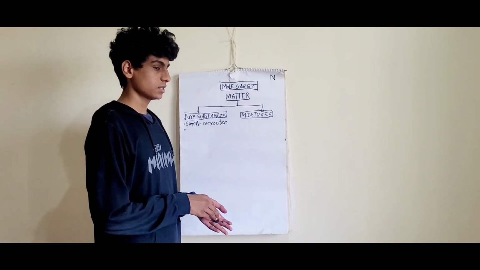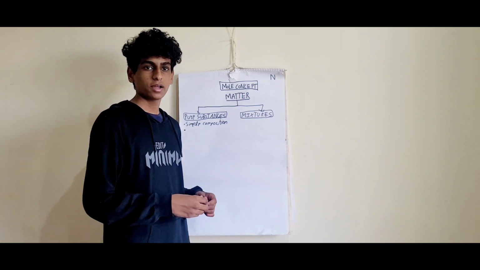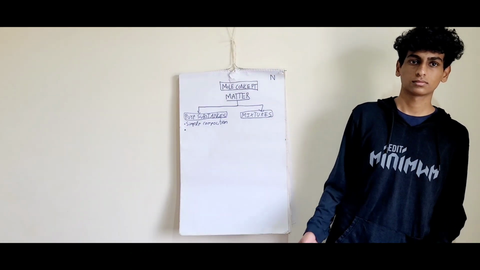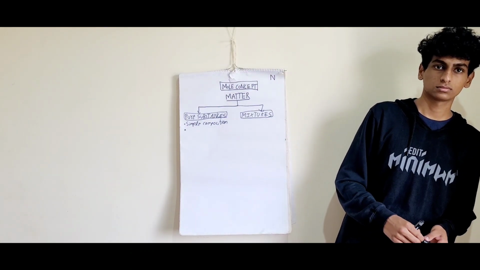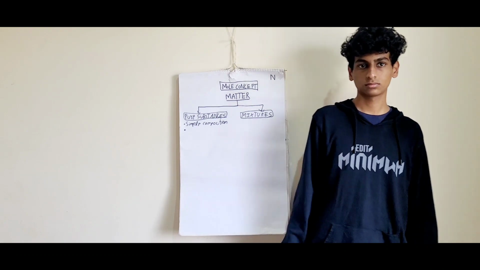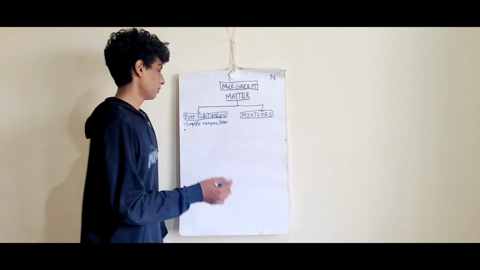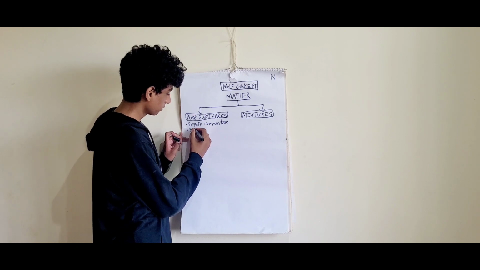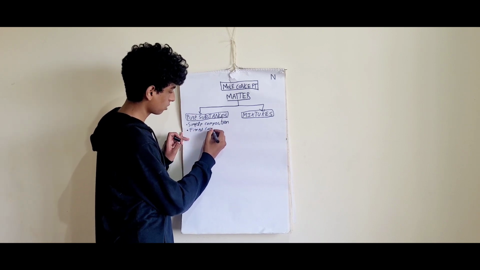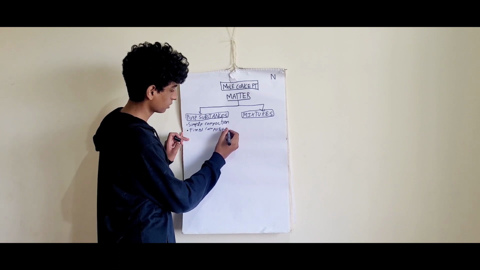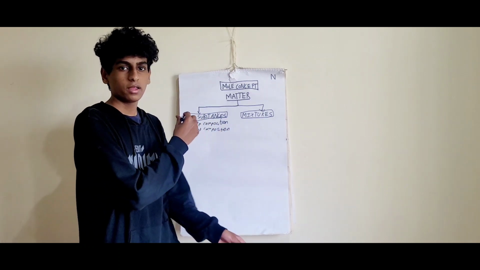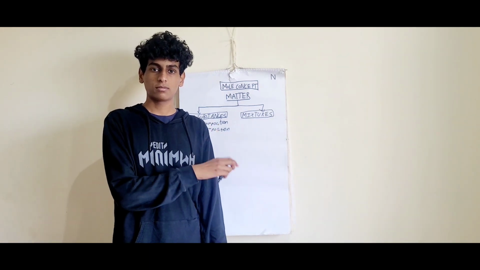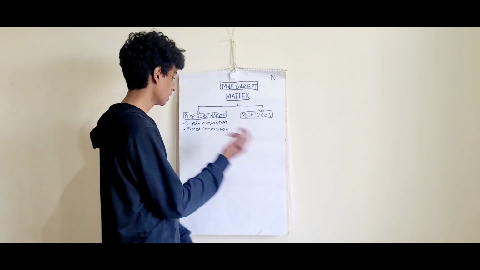So pure substances right here can also be classified into two types. So pure substances have simple composition, the same thing as fixed composition. Like hydrogen, you have H and H, and they are bonded by a covalent bond. Yeah, just like that.